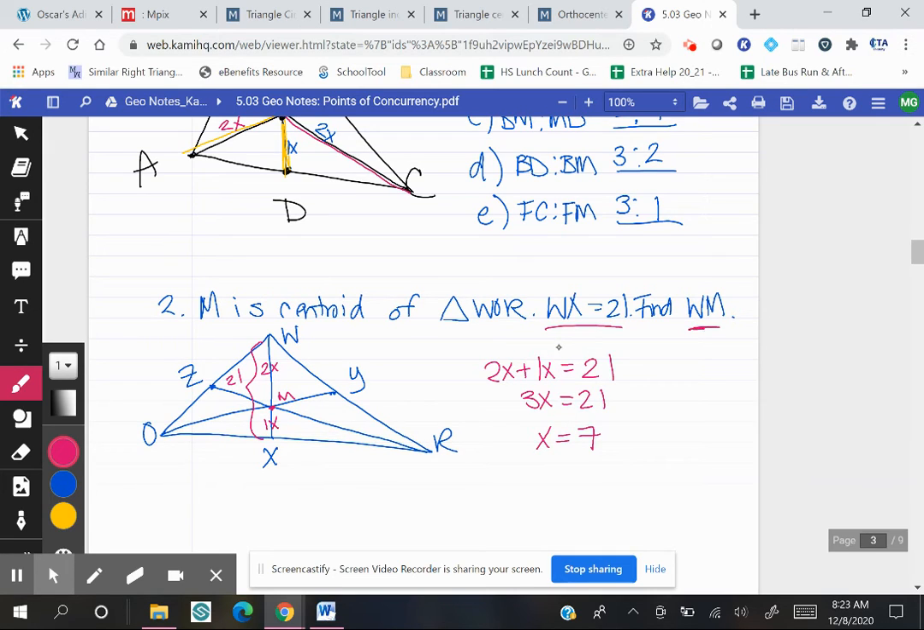M is the centroid of WOR. So if I want to now find WM, don't just leave it as x equals 7. Make sure you answer the question. So WM is my 2x, so I would just do 2 times 7 to get 14. That is your WM.